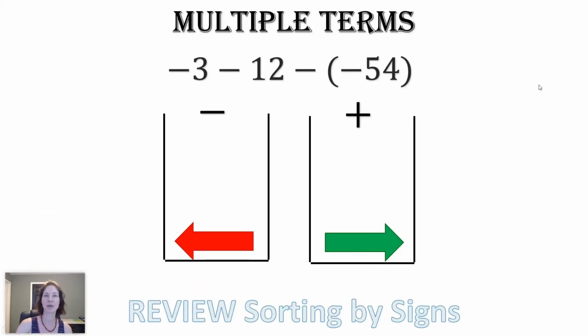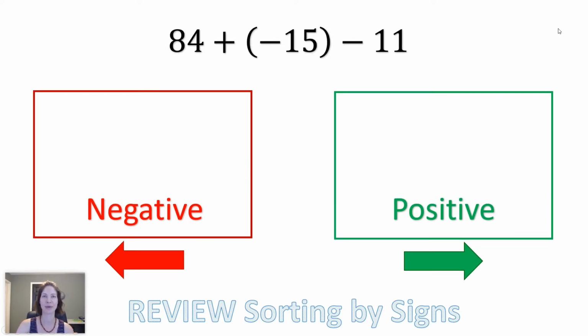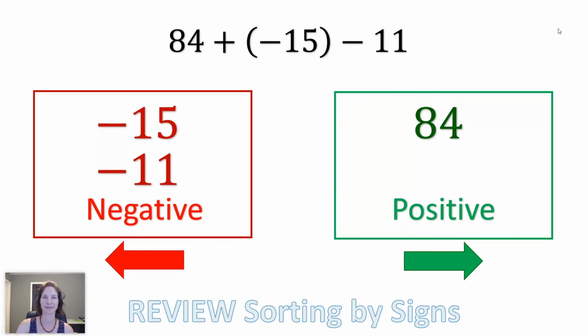Let's practice sorting multiple terms based on their sign. So we have a negative 3, a negative 12, and a positive 54. Here's another one. This would be a negative 4. The opposite of negative 5 is a positive 5, a negative 6, and a positive 7. Last one: positive 84, negative 15, and negative 11.